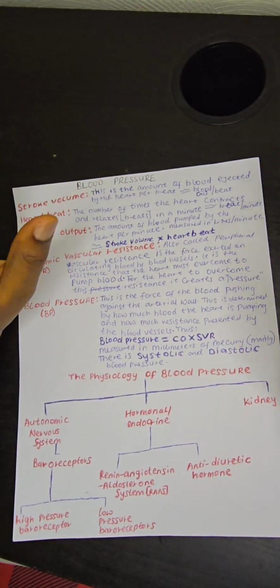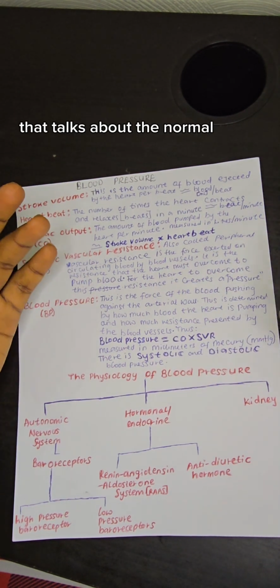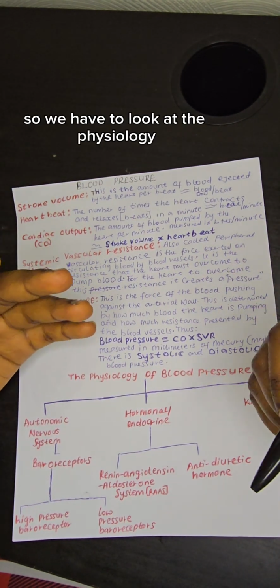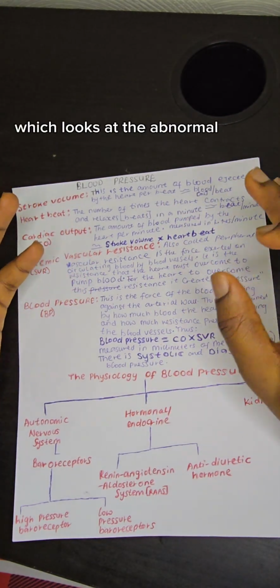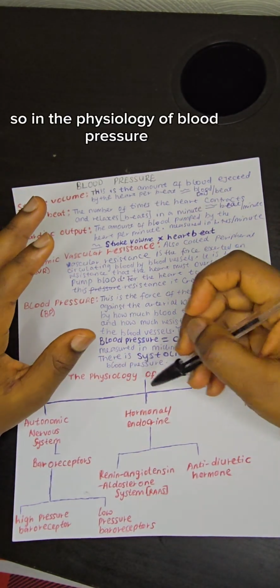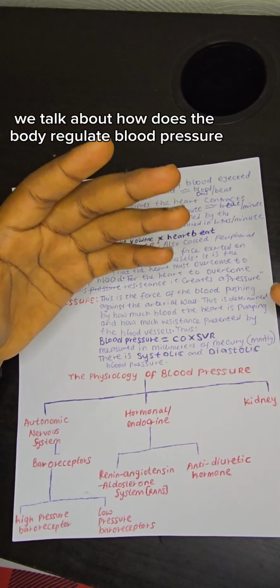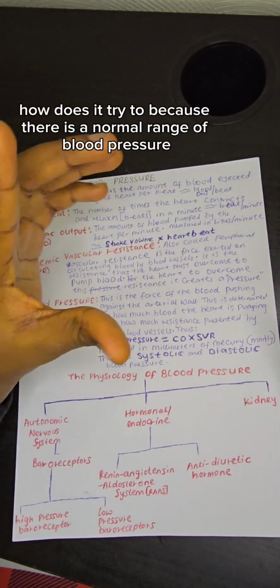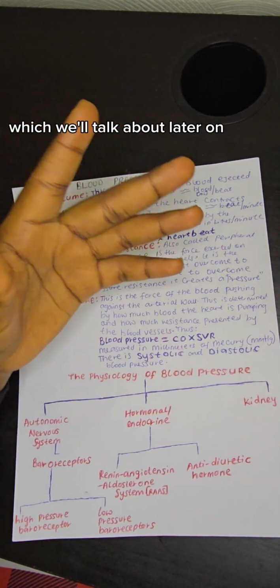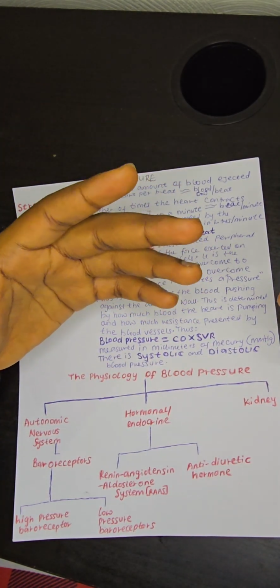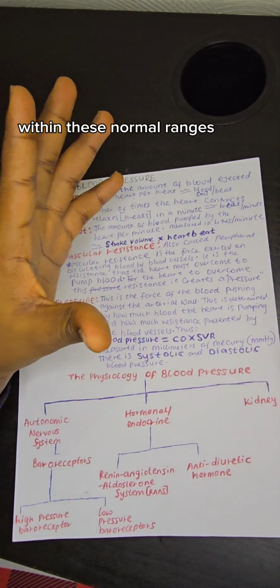So when we talk about the physiology of blood pressure, that talks about the normal. So we have to look at the physiology before we go into the pathophysiology, which looks at the abnormal. So in the physiology of blood pressure, we talk about how the body regulates blood pressure. Because there is a normal range of blood pressure, which we'll talk about later on, how does the body manage to keep blood pressure within these normal ranges?